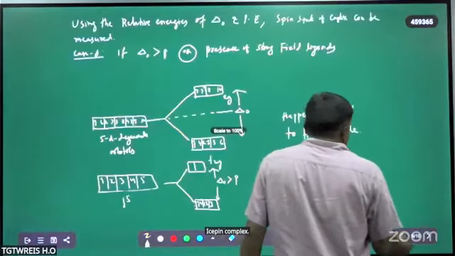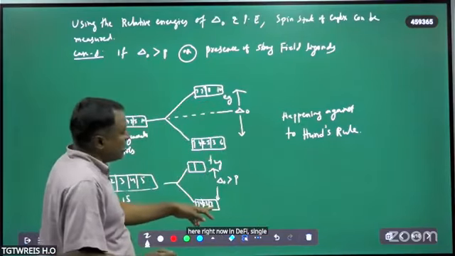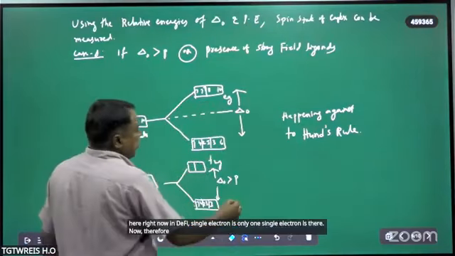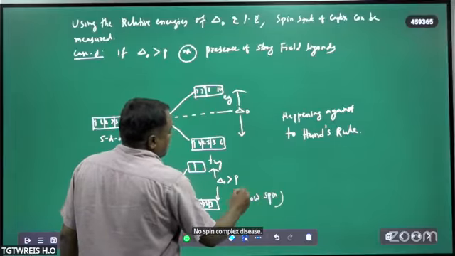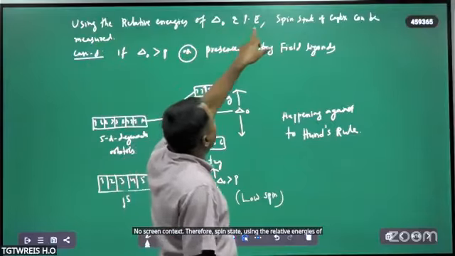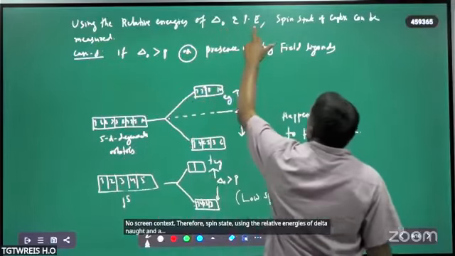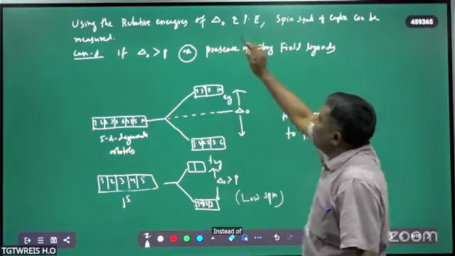Now in D5, only one single electron is there. Therefore this is the low spin complex. Therefore, using the relative energies of delta naught and pairing energies, the spin state of a complex compound can be measured.